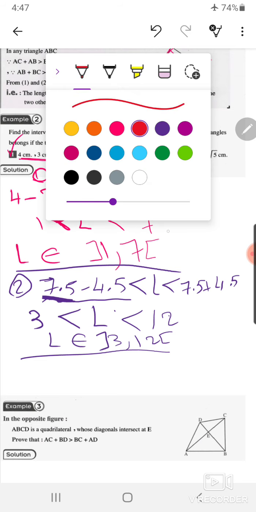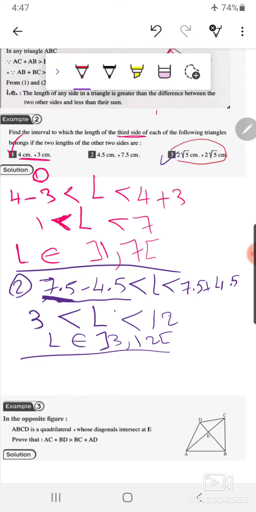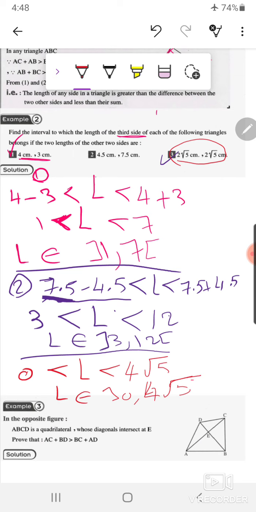In number 3, I also make the sum and the difference. I make the difference first, so you have 2 square root 5 minus 2 square root 5, which is a number minus itself, which is 0. And the length as it is. Okay, and what about plus? 2 plus 2 equals 4 under the same square root, which is 5. So L belongs to between 0 and 4 square root 5.